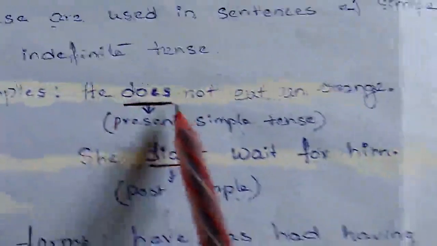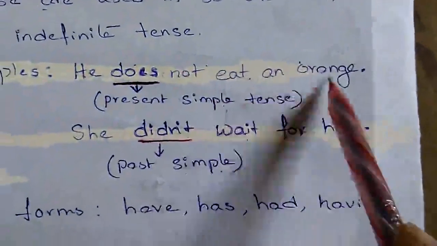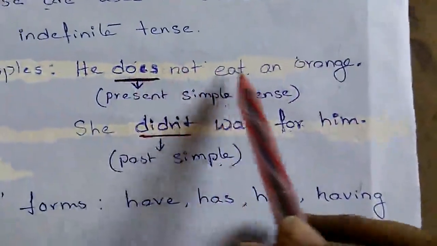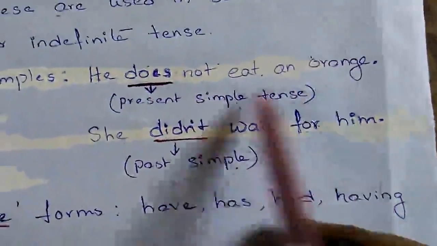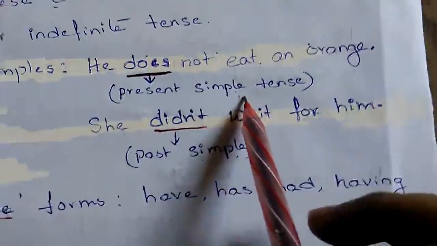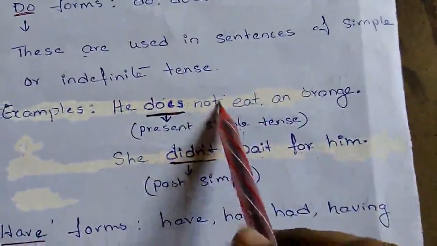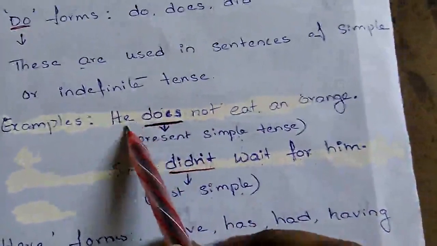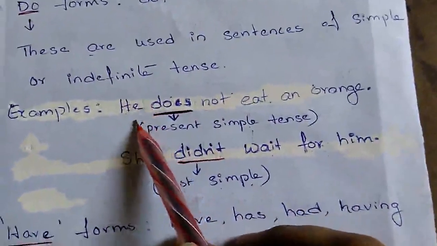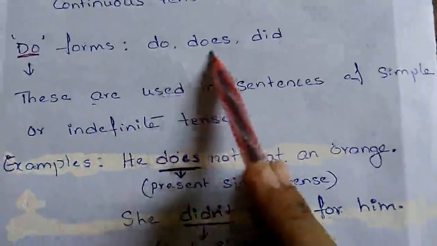For example, he does not eat an orange. Now, this sentence is in present simple tense. We framed a negative sentence here because we are using not. And here the subject of the sentence is in third person singular, and so we have used does.